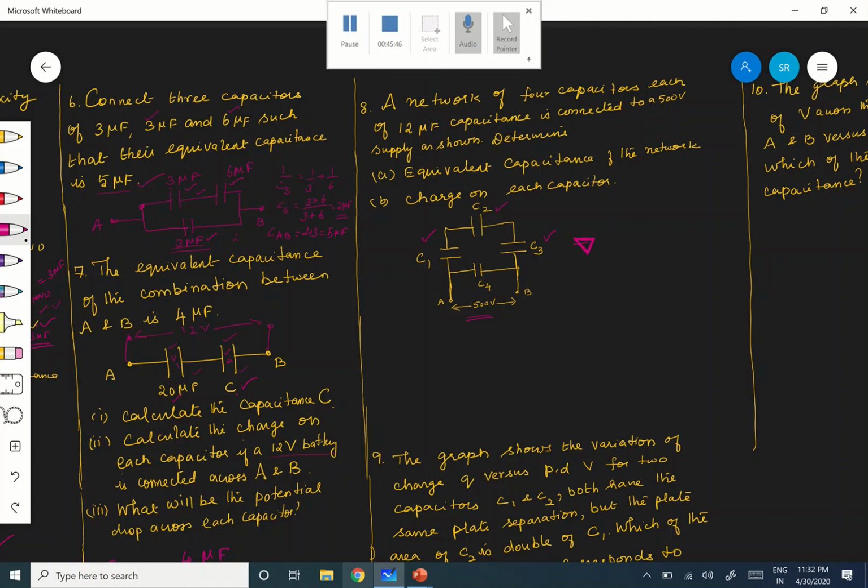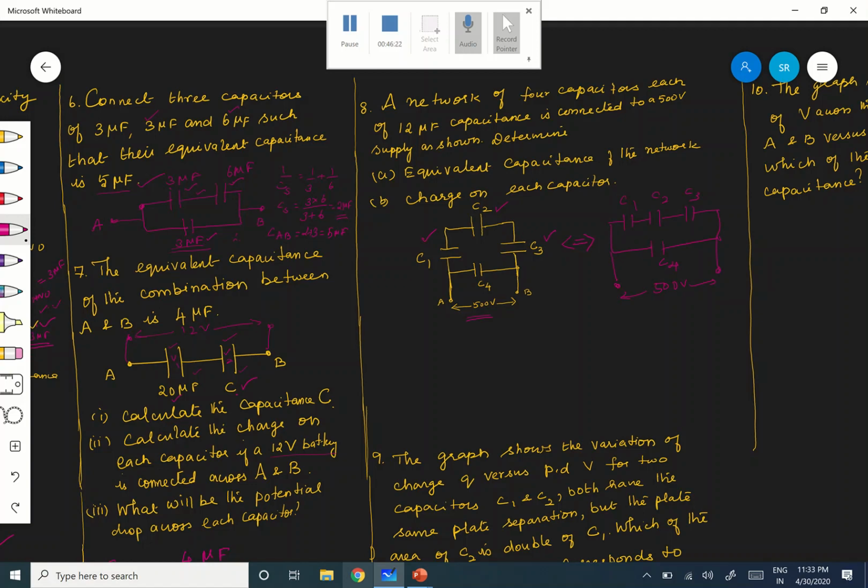This can be an equivalent circuit if I want. It is equivalent to C1, C2, C3. I can draw the same circuit like this also. Correct? C1, C2, C3 in series, and then there is C4. And that is connected to, first you have to understand the circuit, 500 volt. Okay? Hope you're following.